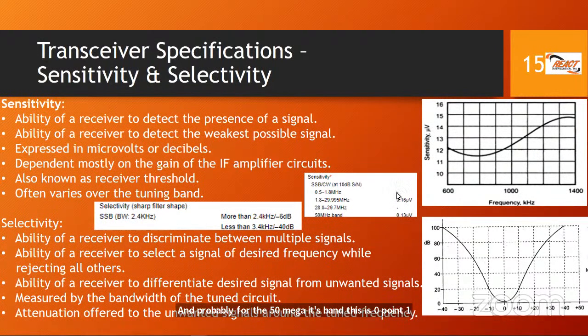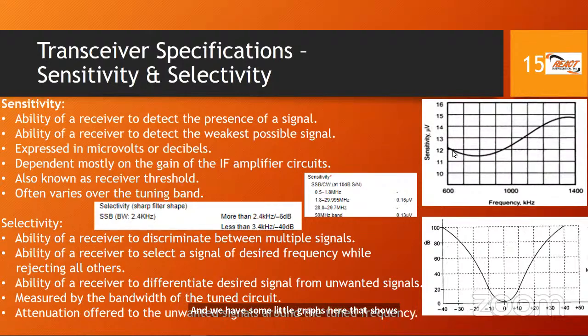So you can compare that to another transceiver, the receiver section. What is its sensitivity? And if it is better, well, you will know that that is a more sensitive radio, or that receiver is more sensitive. And look at selectivity here. This is what you will see in the technical specification section of that radio. You have selectivity for the SSB mode, right? It tells you bandwidth is 2.4 kilohertz, but look at the selectivity, more than 2.5 kilohertz, minus 6 dB. So these are some of the specifications that you may want to look at when you are checking and looking to purchase a radio. And we have some little graphs here that shows sensitivity against frequency.